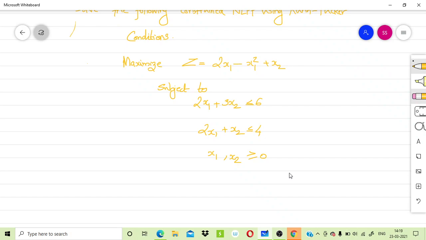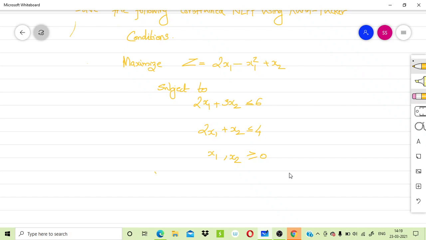So the first step you can skip, and the second step is to convert all the less than or equal to type constraints into equations by adding the slack variables. The slack variables are s1 square, s2 square, etc. We have two constraints g1 and g2, so we have two slack variables s1 and s2, and step 2 will be like this.